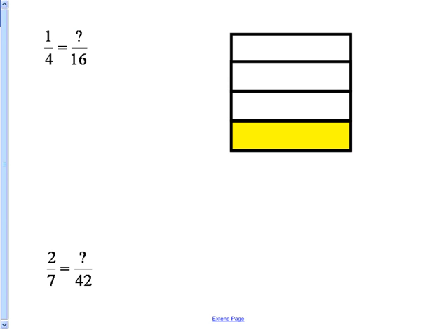So I'm going to multiply this by 4. And if we multiply the bottom by 4, we have to multiply the top by 4. So I'm going to get 4 out of the 16. And to just show you what that would look like, each of those pieces are cut into 2 more, 3 more, and now 4 more. And you see I've got 16 pieces in total, and I got 4 out of 16.